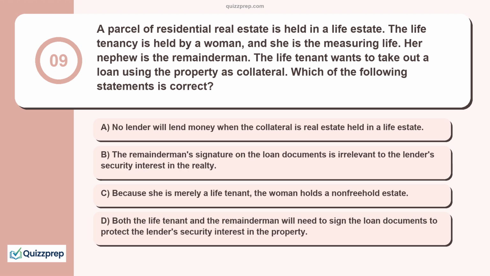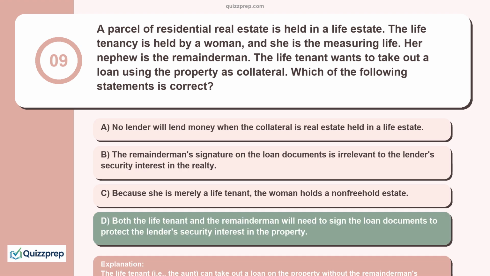No lender will lend money when the collateral is real estate held in a life estate. The remainderman's signature on the loan documents is irrelevant to the lender's security interest in the realty. Because she is merely a life tenant, the woman holds a non-freehold estate. Both the life tenant and the remainderman will need to sign the loan documents to protect the lender's security interest in the property.